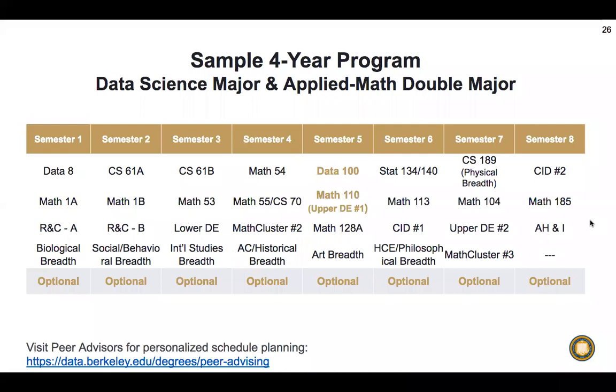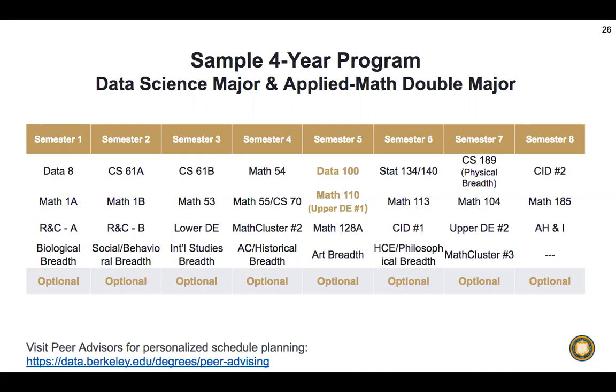Then the next 4-year plan is doing a data science major and applied math major as well. You can see this schedule is pretty cramped, but they're utilizing Math 110 as their upper division elective, but also as a class for their math major. So that's something you can do, utilizing one class for both majors.